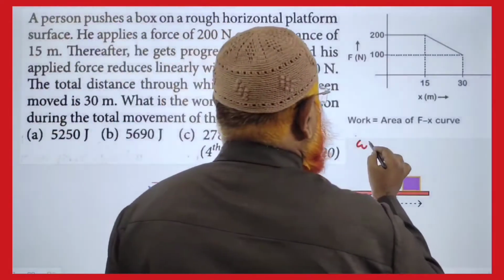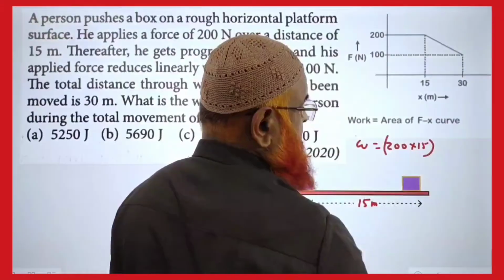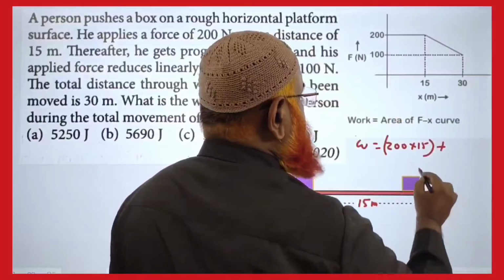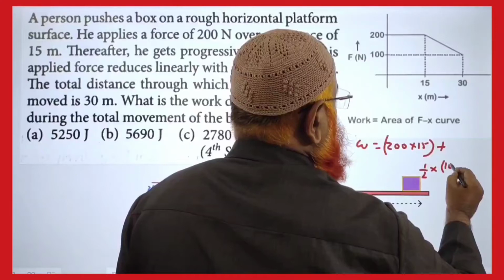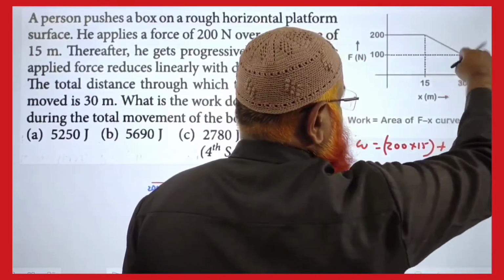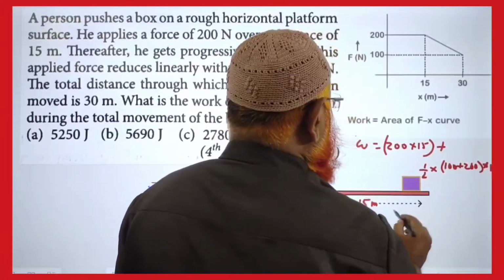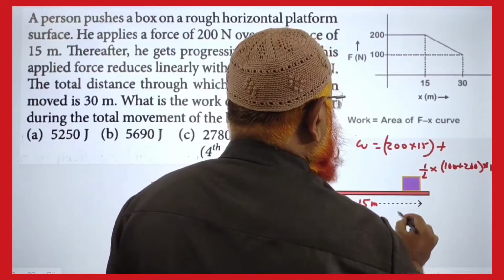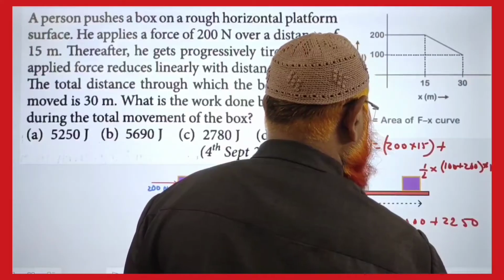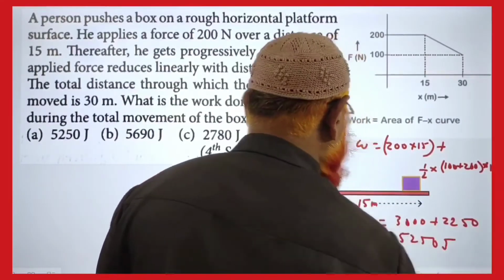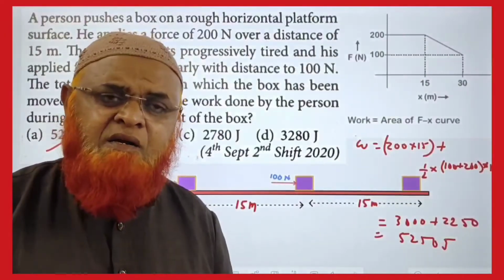First, W is equal to, this is a rectangle, which is nothing but 200 into 15. So that is the first part. The second part is going to be a trapezium, which is nothing but half into the sum of the parallel sides, 100 plus 200, and the distance between the two sides is nothing but 15 here. So if you solve this one, how much is it going to be? 3000 plus 2250. So it is going to be 5250 joules. So your answer is going to be the first option. Such a simple question it is. There's nothing to worry about here.